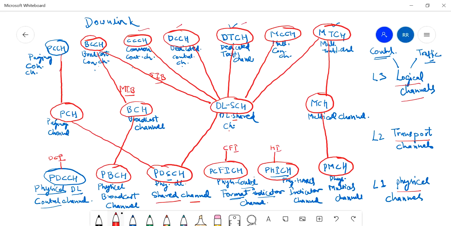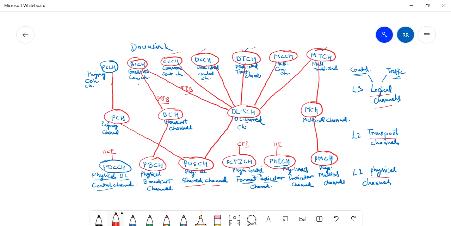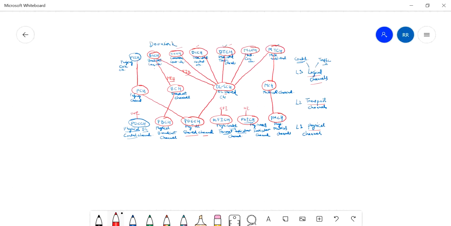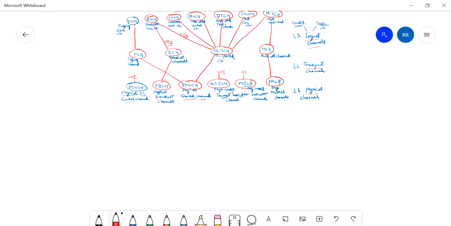Now the downlink has been covered. Now we will see uplink, right? How the uplink is there. So for uplink channel, it's very easy to remember, because in uplink channel there are not many channels.